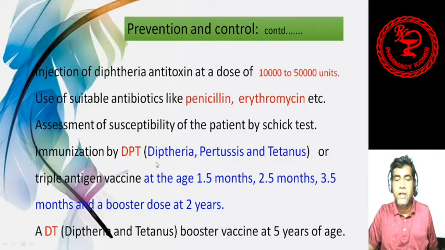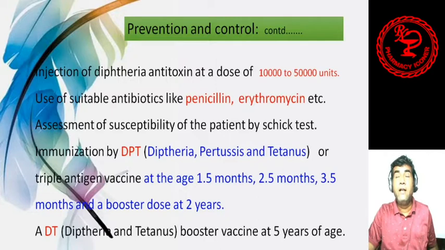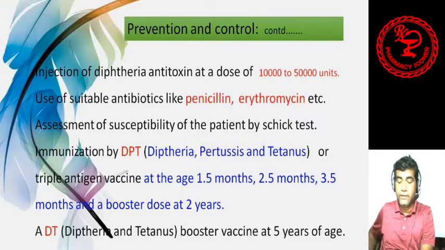Then immunization by DPT vaccine, or triple antigen vaccine. DPT is a multi vaccine. It gives protection against diphtheria, pertussis and tetanus. It should be given at the age of 1.5 months, 2.5 months and 3.5 months. A booster dose should be given at 2 years of age. Then at 5 years, a DT vaccine, which contains diphtheria and tetanus, must be given.